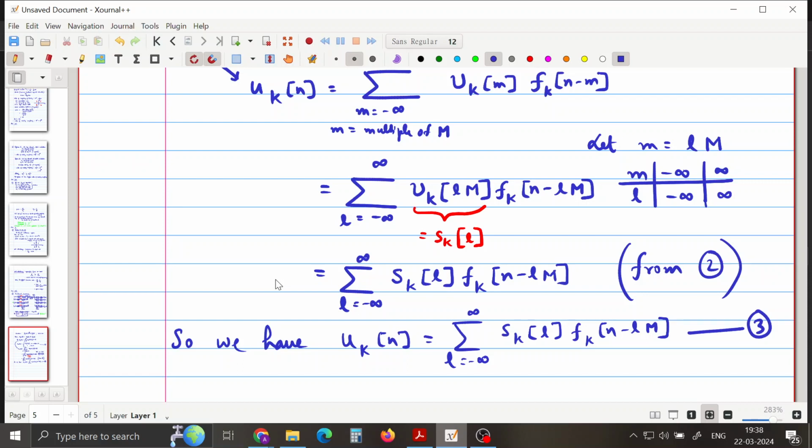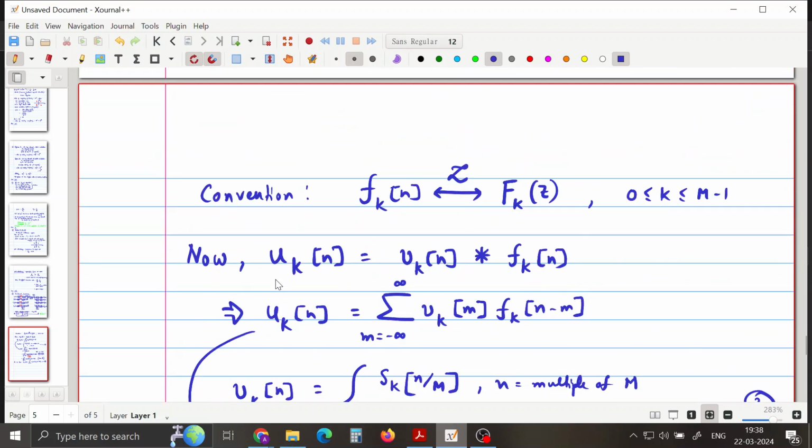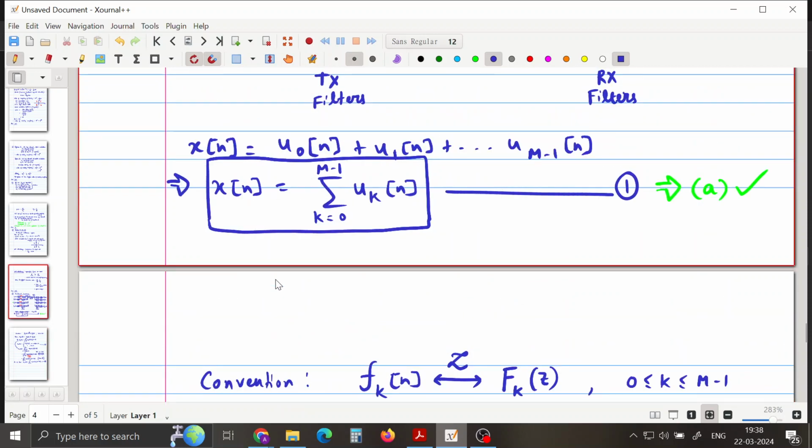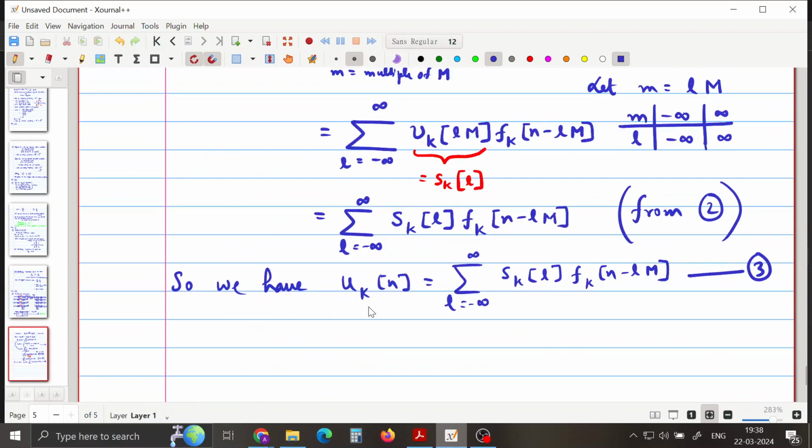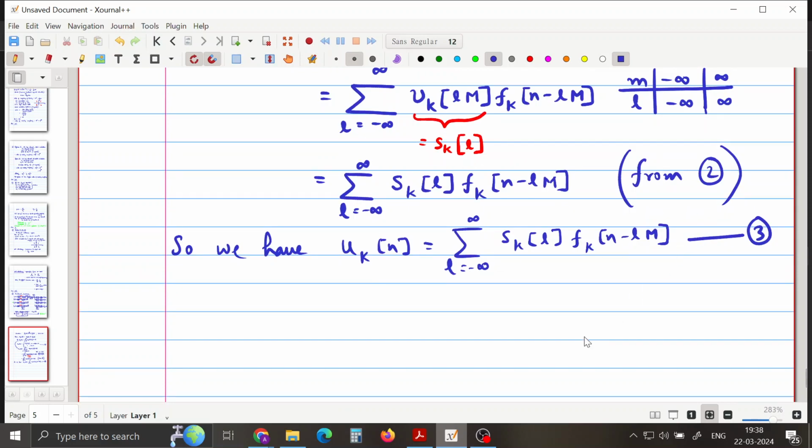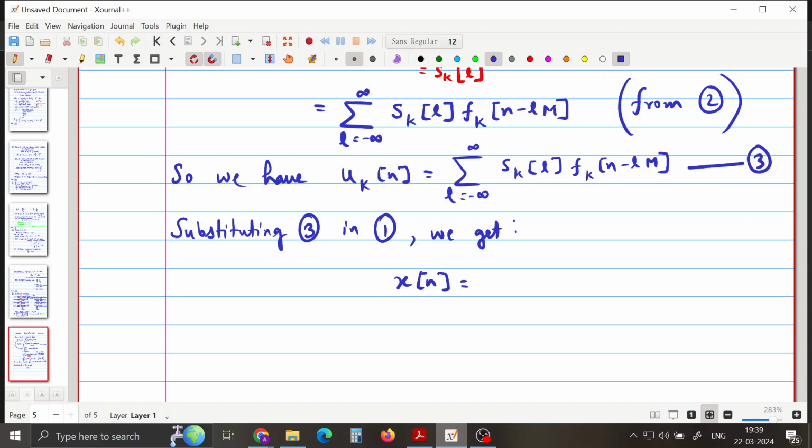Now how to relate uk of n with x of n, which is basically what we want. So go back to the very first equation that we looked at. The first equation says x of n is simply the sum of this uk of n, right? So from the first equation and the third equation, we can combine these two together, substituting 3 in equation 1, we will get x of n equals summation of uk of n, k running from 0 to M minus 1.